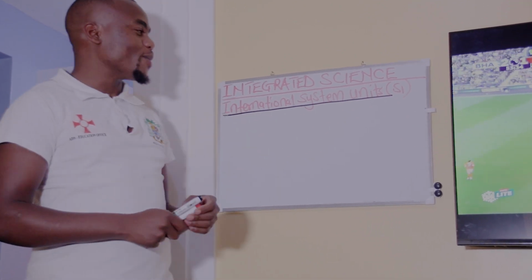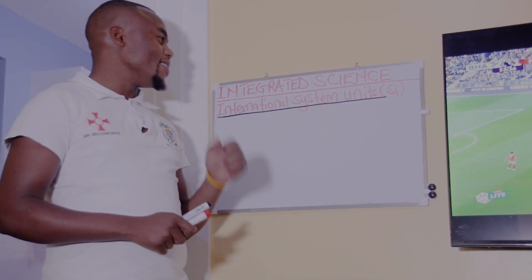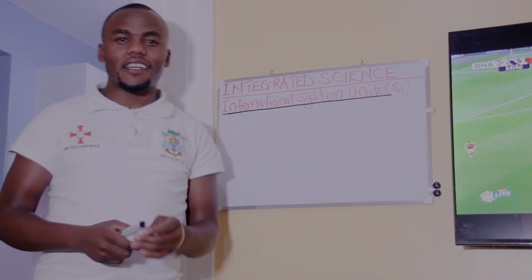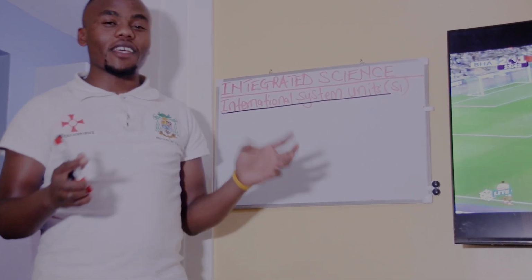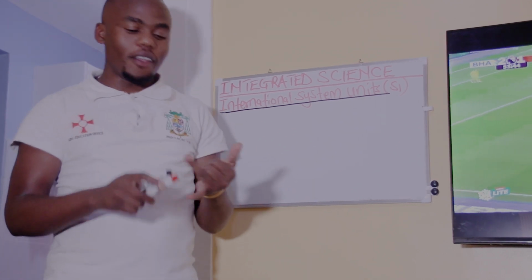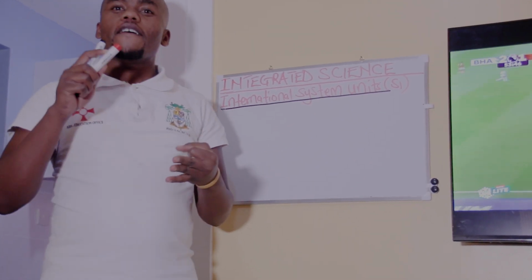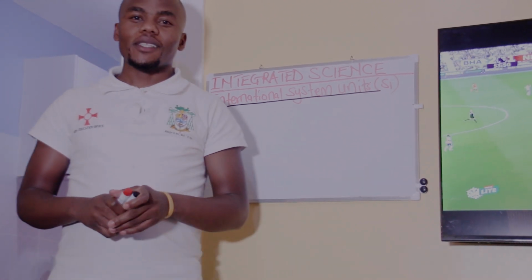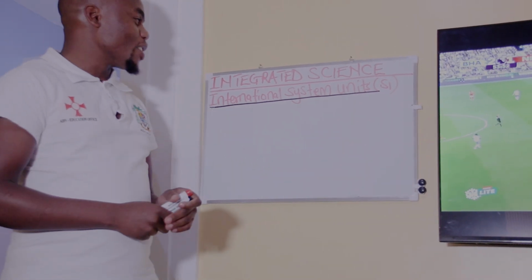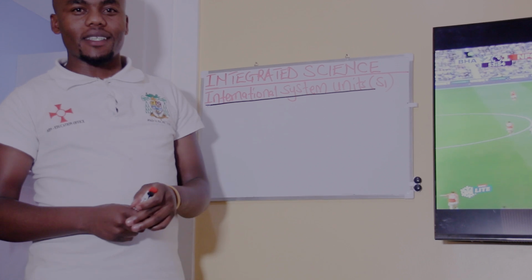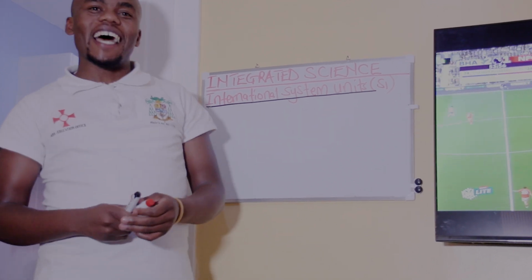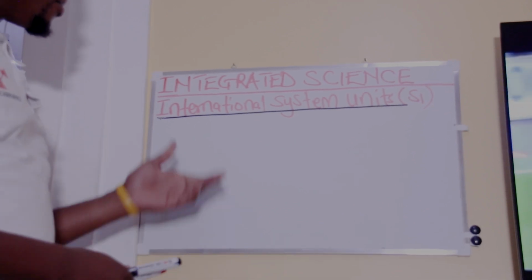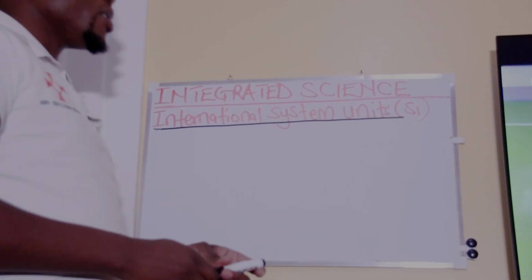And today I'm going to take you through integrated science. Integrated means what? We have merged several sciences together, that is chemistry, biology and physics. On that note, I'm going to take you through the International System Unit. In short, we call it SI unit. Now, what is International System Unit?